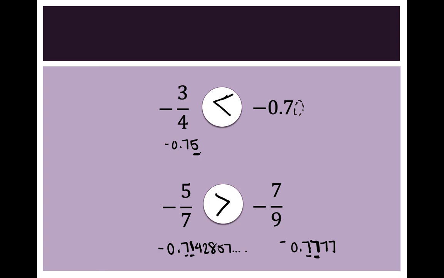Okay, so as you're working on these examples on your homework, please be very, very careful. Take extra time when working with the negatives. Make sure you're really thinking of the number line, and if you have any questions, let me know.